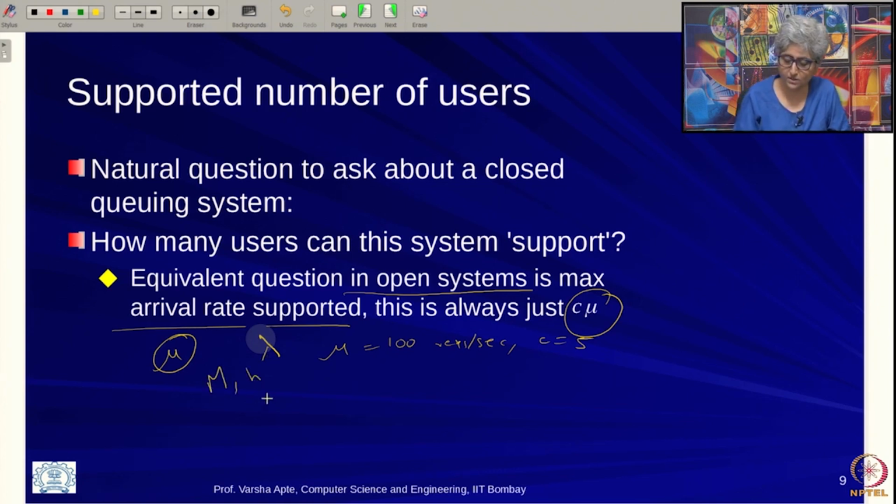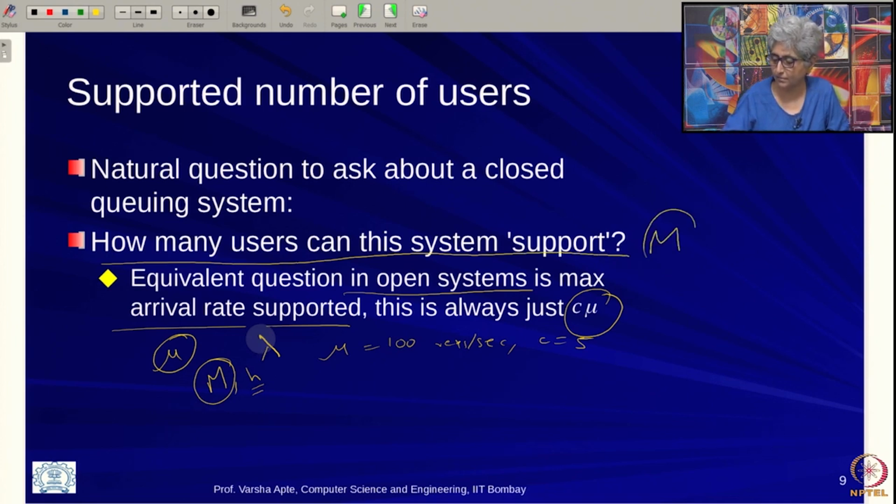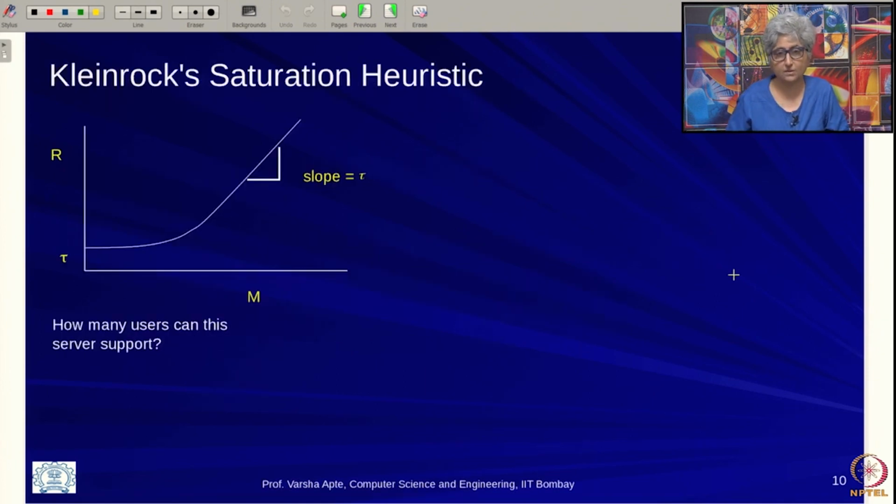So, the question to ask is what is the M. The question to ask is not what is the think time that this system can support. That is not a very natural question. The natural question is how many users can this system support, that is, what is the maximum M this system can support. For this there is a very famous number called the Kleinrock saturation number or Kleinrock saturation heuristic, and that goes as follows.